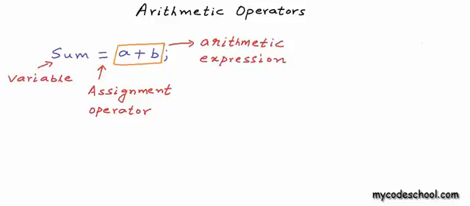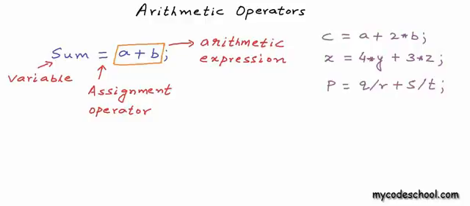We cannot have anything else on the left of an assignment operator. It must always be a variable. On the right we can have a constant, a variable, or an expression. Here we have an arithmetic expression, and it is a really simple one. We could have a really complex one with multiple constants, variables, and operators.